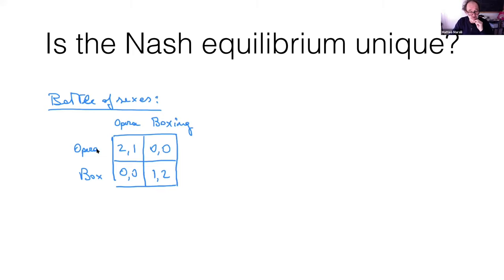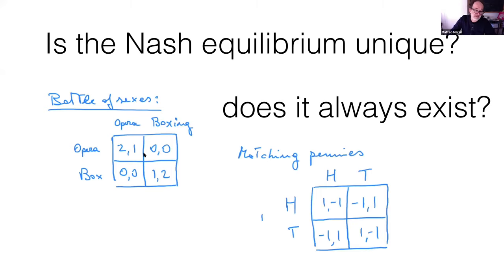And so she prefers to go to the opera than to the boxing, and he prefers to go to boxing than to the opera. And you see that there are two Nash equilibria. One is where both go to the opera, and the other is where both go to boxing, okay? And so there's another situation where you see that Nash equilibrium, as we have defined it, does not always exist.